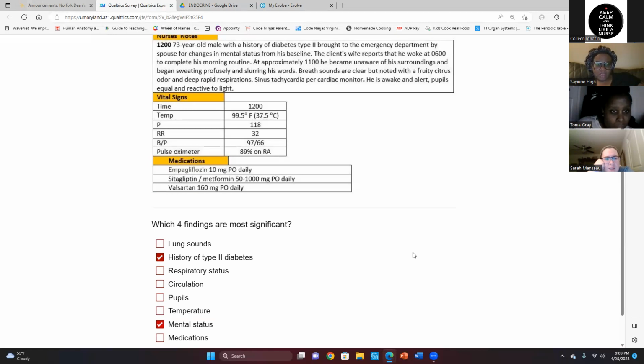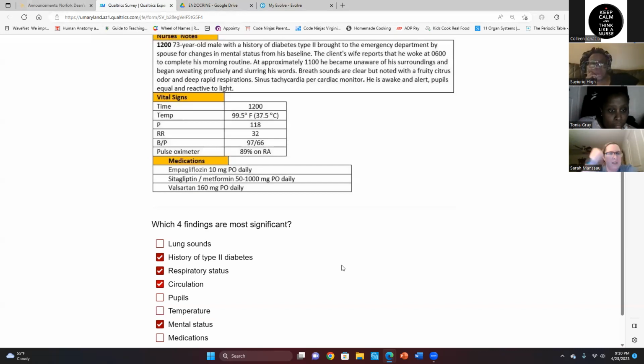Also his respiration status, because airway is always going to be number one. So I like what you're saying, and so we think ABCs, right? Exactly. And so circulation. Well, that's the four. That's four, but is that the four you want to go with?